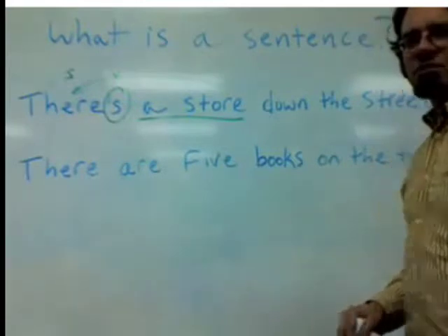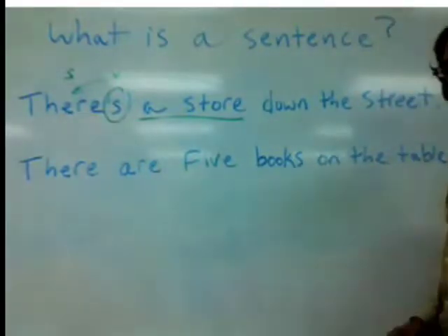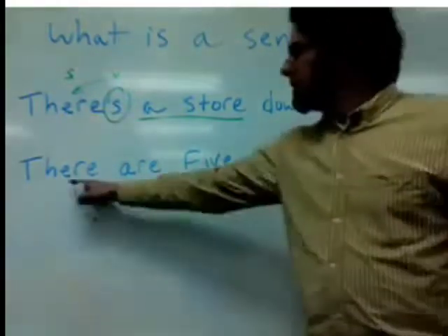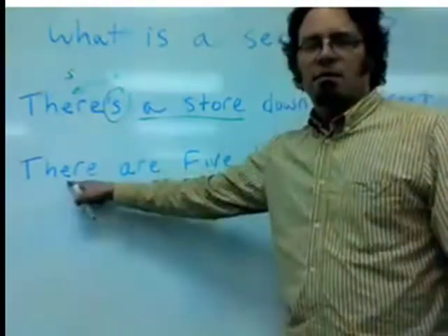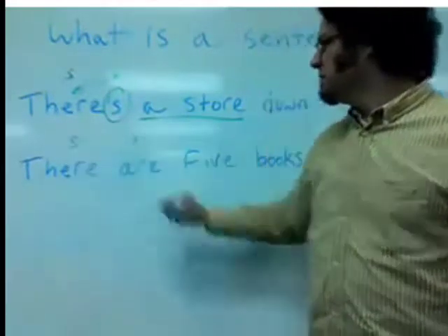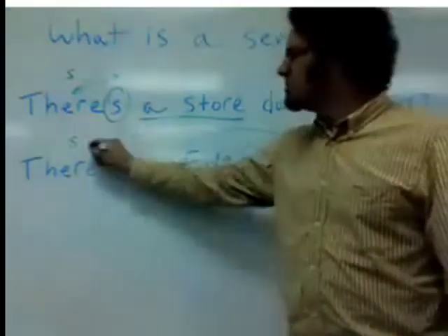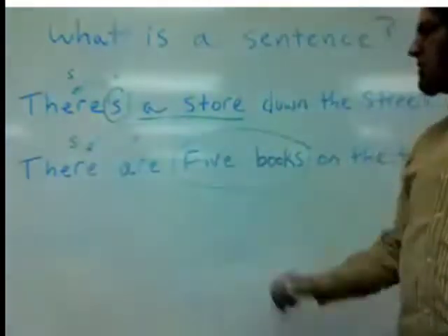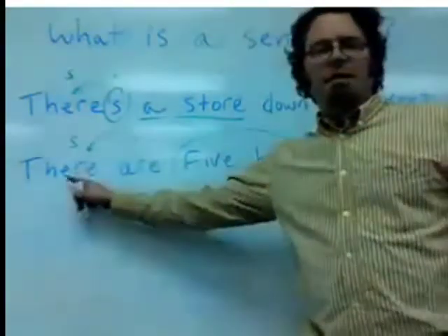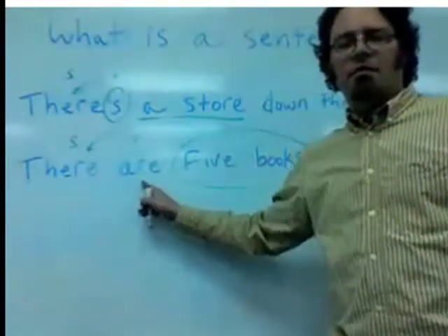There are 5 books on the table. There. Subject, verb, and then this is the plural. 5 books refers back to the subject. So we know that this is plural. There are.